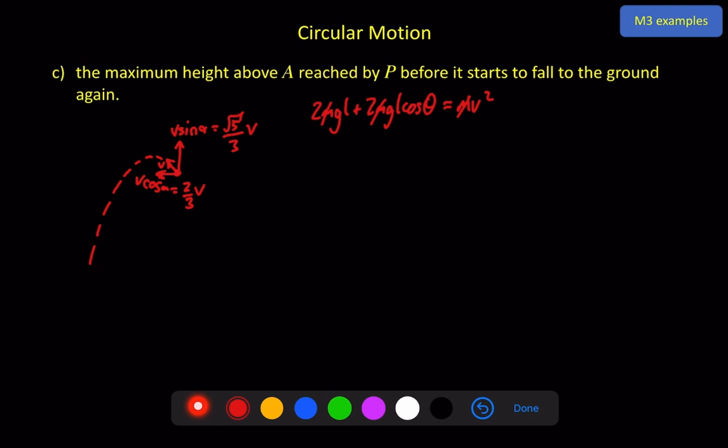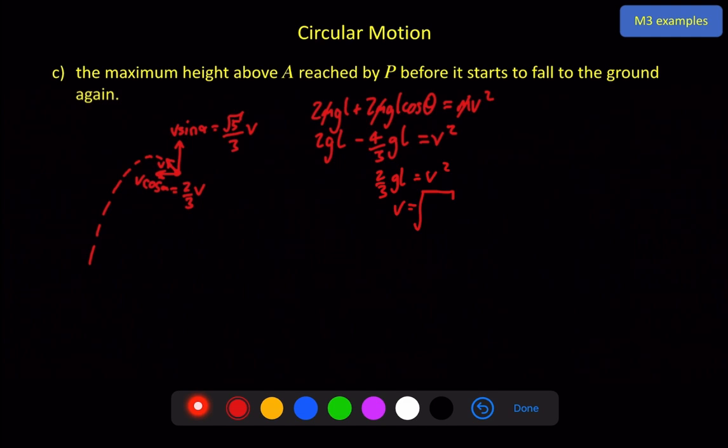I'm back to using cos theta, so this is negative 2/3, so that's negative 4/3 gl. 2gl equals v squared, which gives us 2/3 of gl for v squared, so v is equal to the root of 2gl over 3. Now we're in a position to apply constant acceleration formulae. Considering the point here as our start point, we know the initial vertical speed is root 5 over 3 times this. The vertical speed at the highest point is 0, and we know the acceleration is due to gravity alone.